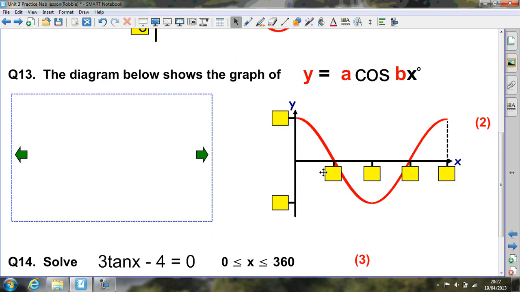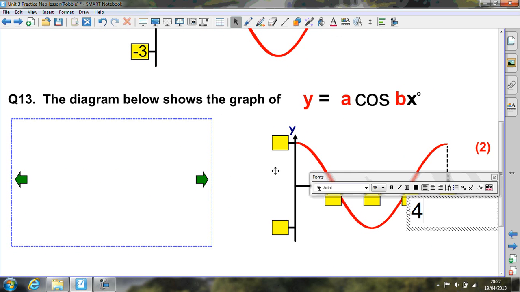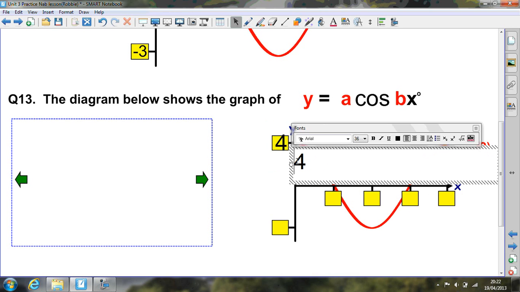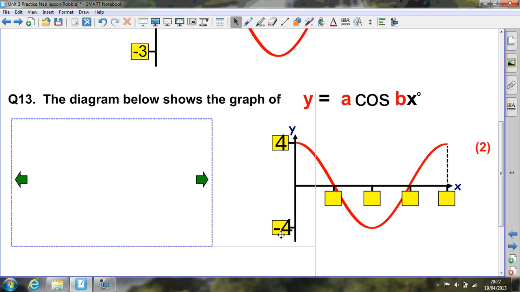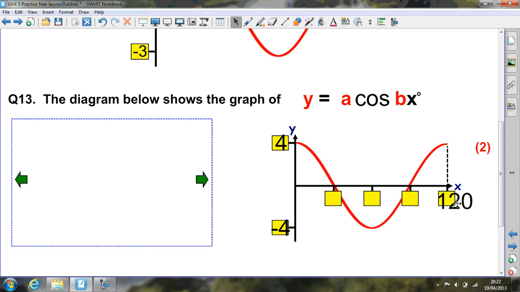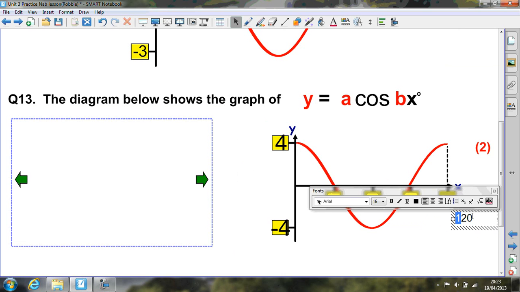Okay, second type of question you're going to get is work out from the graph what A and B are. So here's a cosine wave. I'm going to put some numbers in. You'll see something like this. If you can do the first question, this should be no problem to you. I'm just going to put one more number in, and that should be enough.